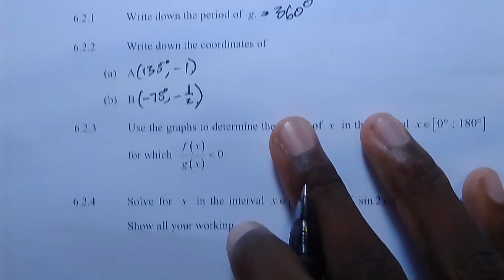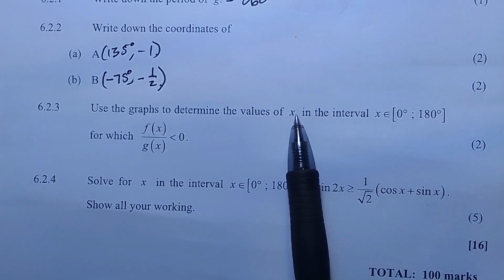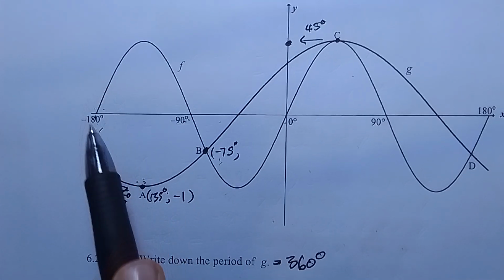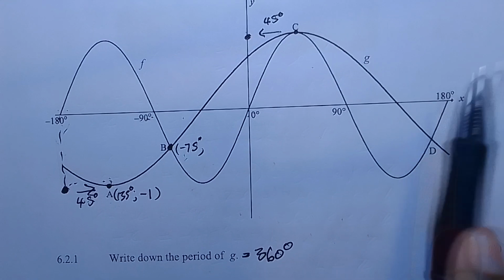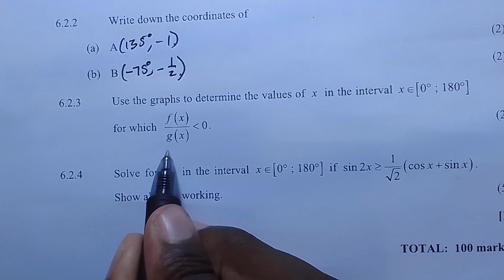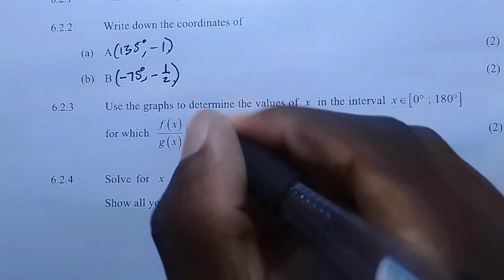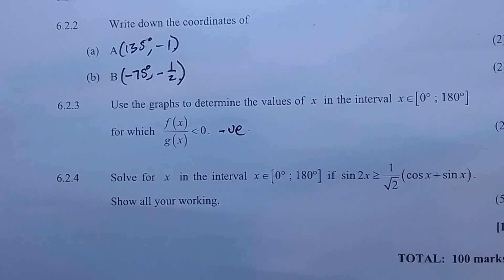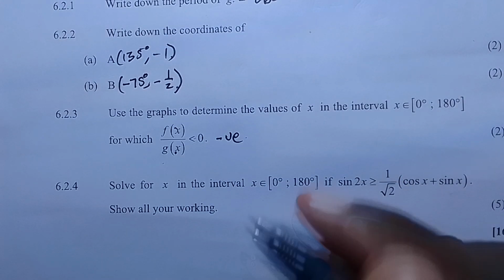Now let's do the next question. It says, use the graphs to determine the values of x in the interval 0 to 180, so in the interval 0 here to 180 here, where f of x divided by g of x is less than 0. What does that mean? Less than 0 means negative, right? And here we have f of x at the top and g of x at the bottom.